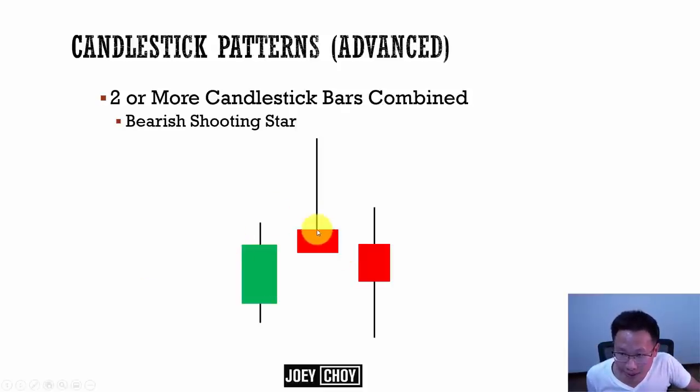So it opens here, went up to the day high, and sellers came back and pushed it down, and it closes right at the day low. So buyers won in the morning, but sellers came back in the afternoon or at day end, pushed it all the way back down, and it closes right here at the day low. So that would definitely be more bearish, the fact that it's a long upper shadow, and also the fact that it closes at the day low. So that is a bearish shooting star.